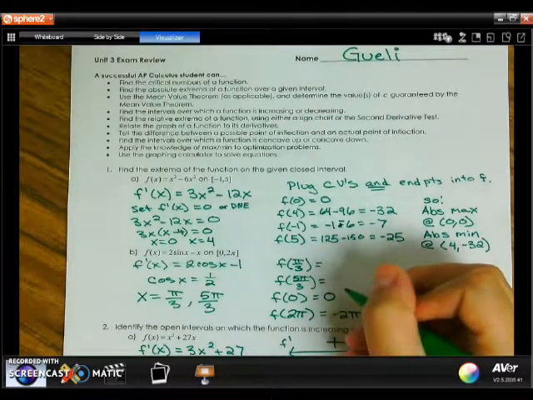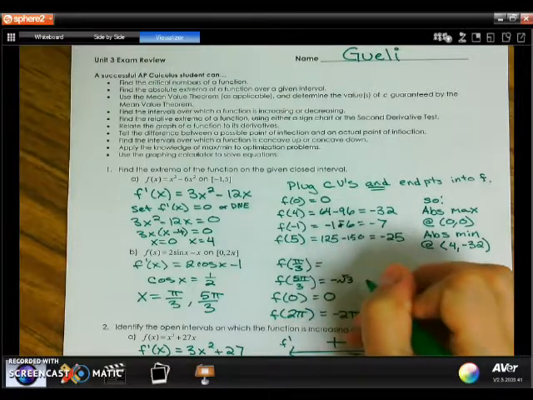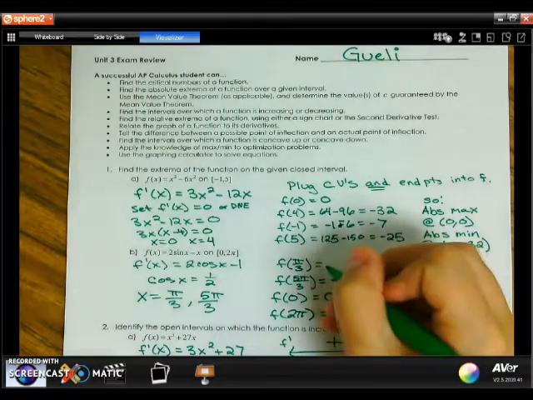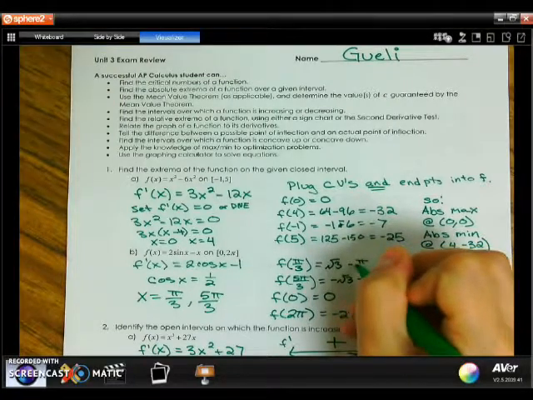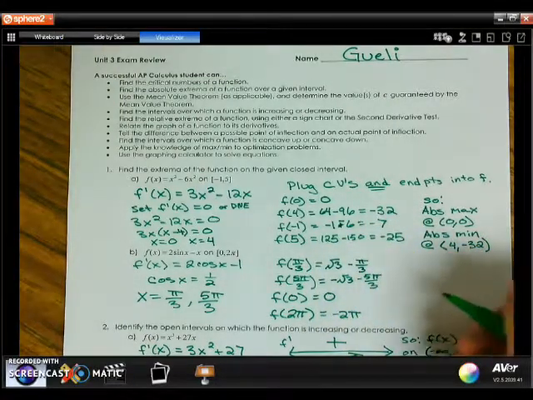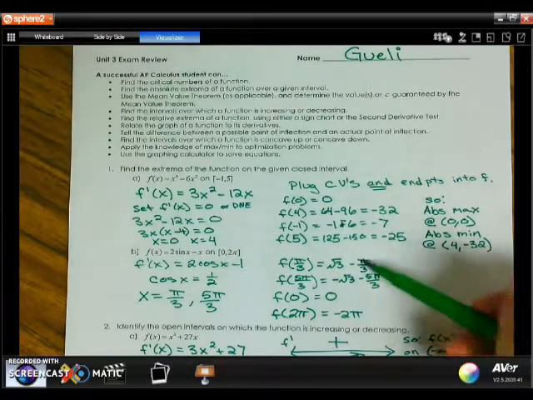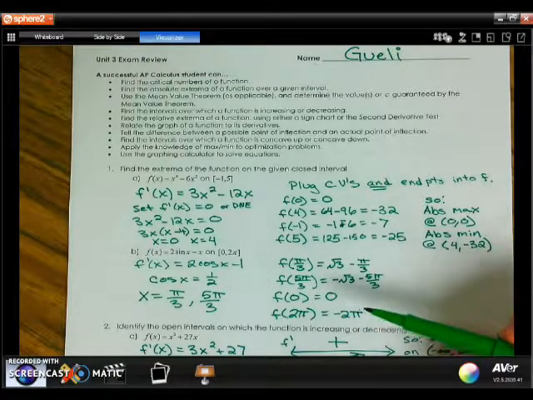When I plug in 5 pi over 3, ooh, that's going to be a nasty one. That'll be like negative radical 3 minus 5 pi over 3. Yuck. And then if I plug in pi over 3, that'll be radical 3 minus pi over 3. So you can kind of get an idea of what those are. If you needed to use your calculator to get an idea of what those are, you can.